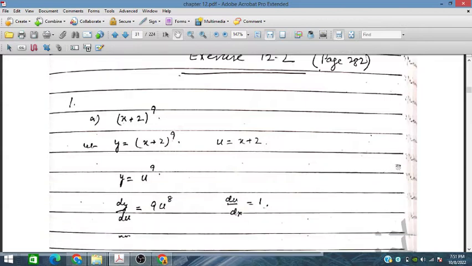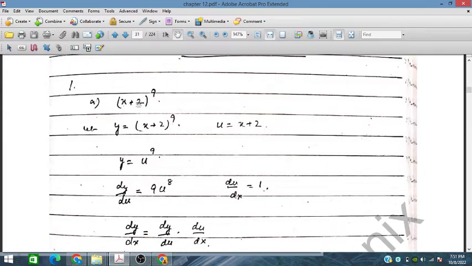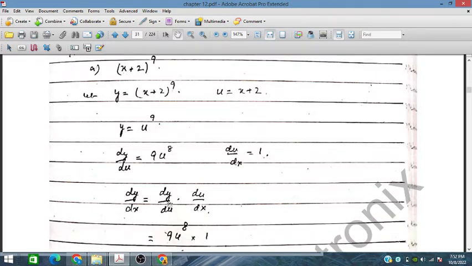In exercise 12.2, this is x plus 2 to the power 9, and we have to differentiate with respect to x. Let's suppose y is u to the power 9, where x plus 2 is considered as u. Differentiating y with respect to u gives dy by du equal to 9u to the power 8. Differentiating u with respect to x, du by dx is equal to 1. By applying the chain rule, dy by dx is equal to dy by du times du by dx, and the du cancels out.